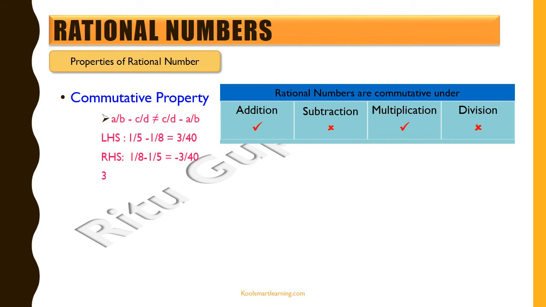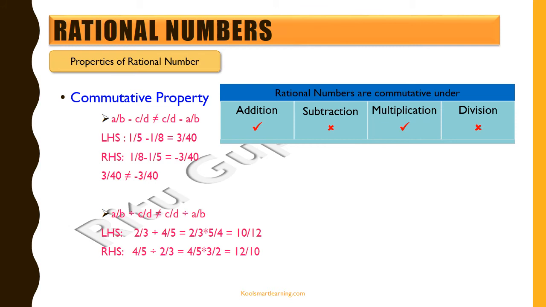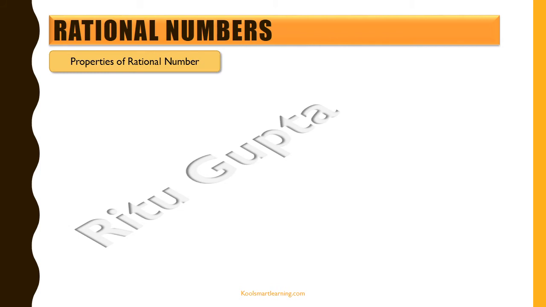It holds for multiplication, but again, if we see it for division, a by b divided by c by d would not be equal to c by d divided by a by c. Let's take, for example, two rational numbers 2 by 3 and 4 by 5. If I divide 2 by 3 by 4 by 5, the result is 10 by 12. But if I do it the other way around, if I divide 4 by 5 by 2 by 3, the result is 12 by 10. And again, we see that the results are not the same. So this means commutative property does not hold true for division of rational numbers.